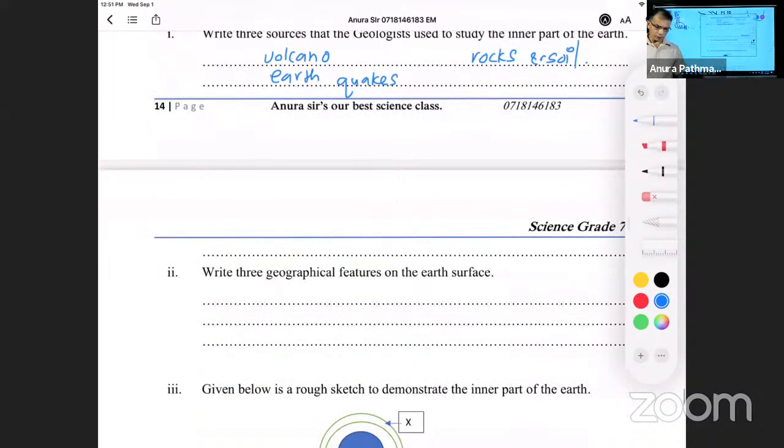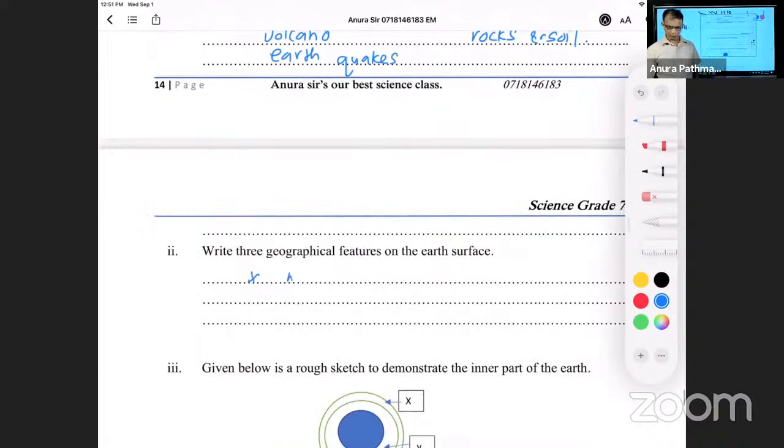Write three geographical features on Earth's surface. Mountains, rivers, oceans, trenches, cliffs, the Mariana Trench.